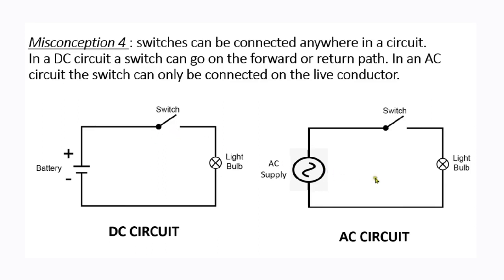But in the circuit on your right-hand side, you will see that we have an AC symbol in it. Whenever you come across this circuit, which has an AC symbol in it, it means it's an AC circuit. And that switch that appears in an AC circuit cannot go on any side. If the switch is on that side, that means that side is our live. The switch can only be connected to the live conductor in an AC circuit.